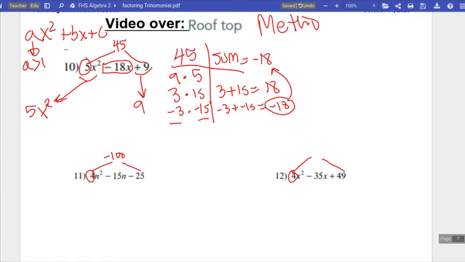It doesn't matter which one you put first. Negative 3, you put it with x. Next one, negative 15, you put it with x. All right. Now what you do is we're going to box this because we're going to do some work with them. Oh, I forgot the x with the negative 15.